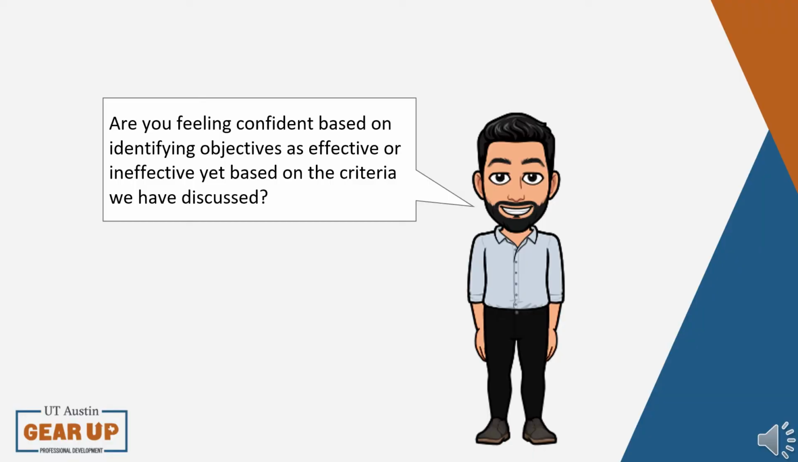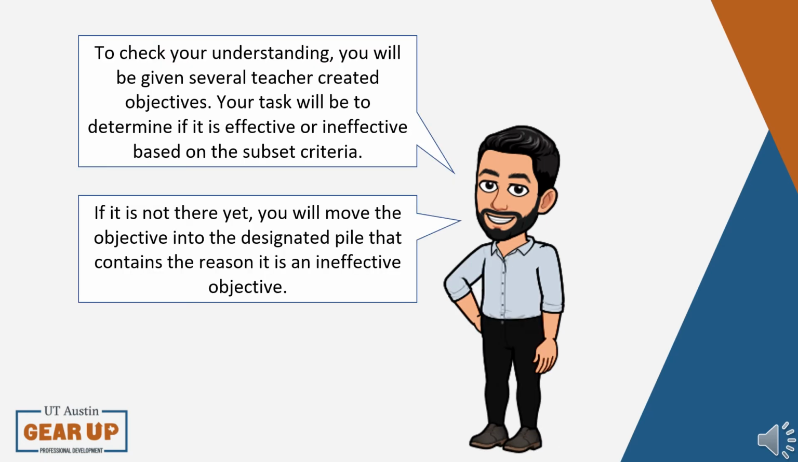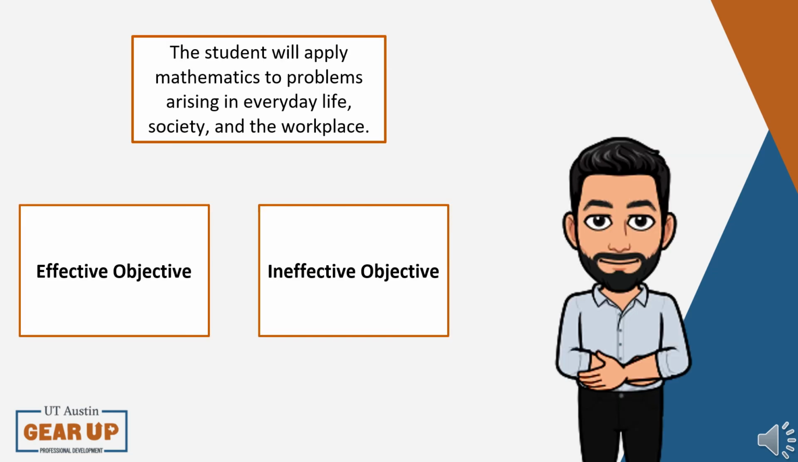Are you feeling confident identifying objectives as effective or ineffective yet, based on the criteria we've discussed? To check your understanding, you'll be given several teacher-created objectives. Your task will be to determine if it's effective or ineffective based on the subset criteria. If it's not there yet, you'll move the objective into the designated pile that contains the reason it's an ineffective objective. I'll model the first one for you using what we've learned regarding effective objectives.